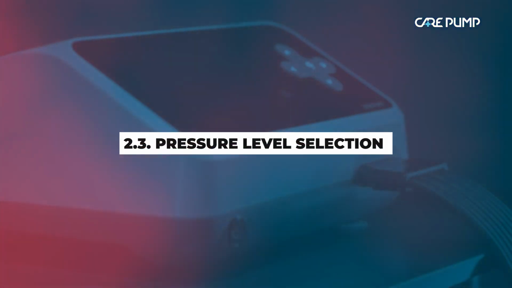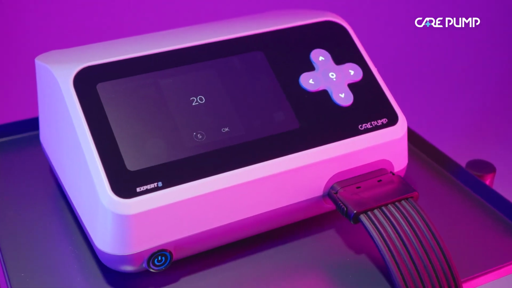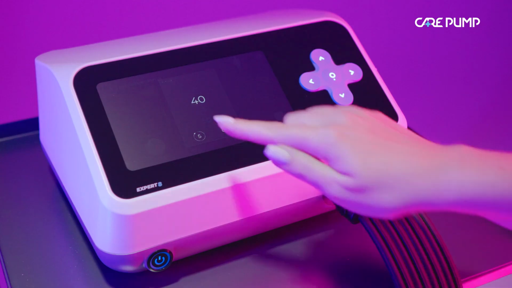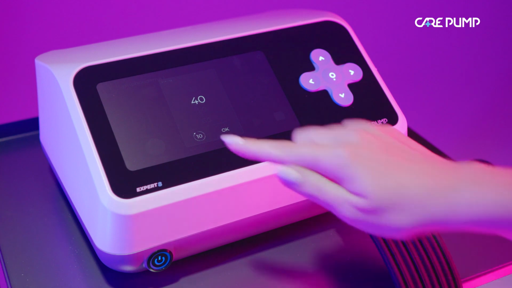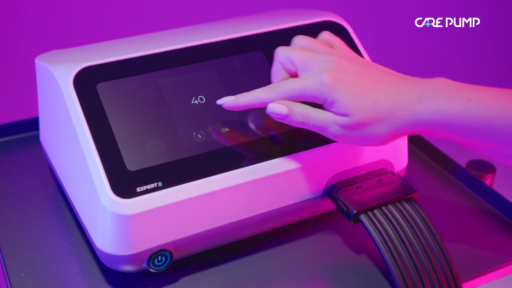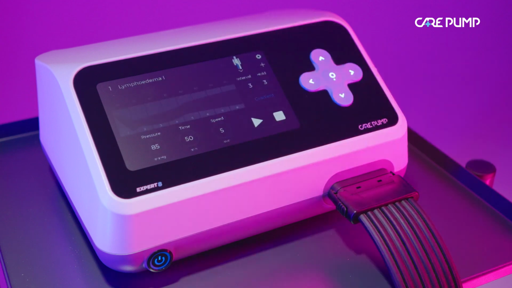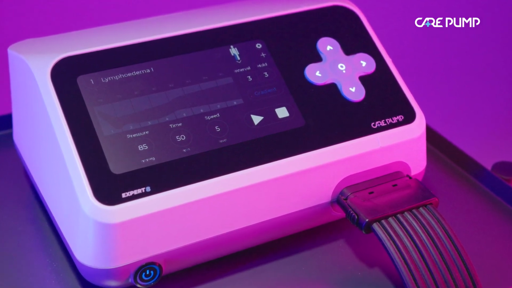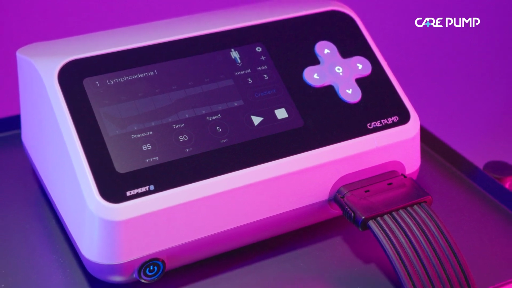Pressure level selection. Start setting the pressure by selecting the initial pressure and moving the valves up and down on the list. These valves can be displayed on the list every 1, 5, and 10. Confirm the selected pressure level by pressing OK. The pressure in the next chambers will be set automatically in accordance with the set gradient. You can check the pressure value for each chamber on the cuff visualization.